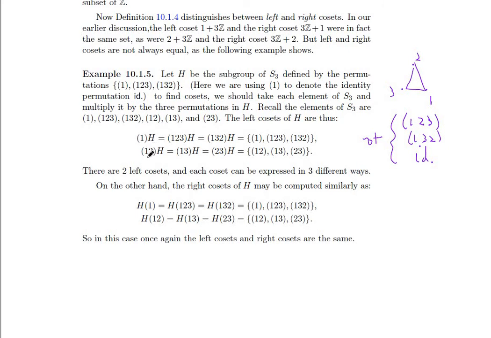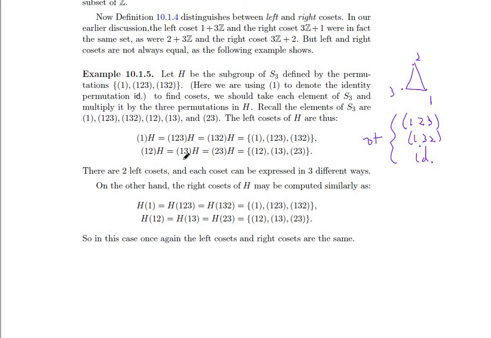Now if I take (1 2) times each element in this subgroup, well, if I take (1 2) times the identity, I'll get (1 2). If I take (1 2) times (1 2 3), turns out I'll get, let's see, I think I'll get (2 3). And if I take (1 2) times (1 3 2), I should get (1 3). So in fact, I'll get these 3 elements if I multiply all the elements of H on the left by (1 2). All right.